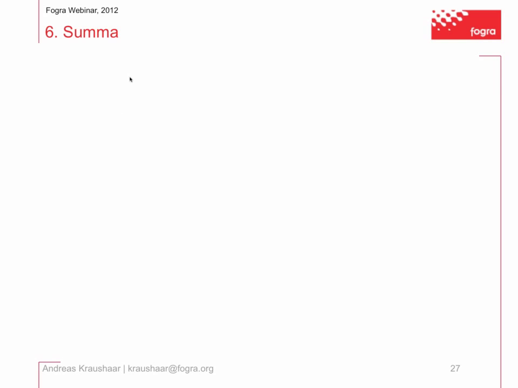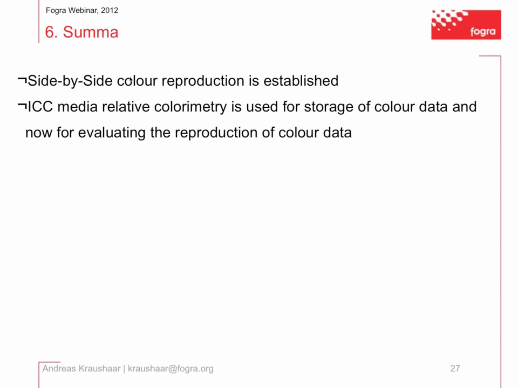With that being said, I come to the end of this webinar, and we will start the question session if you have some questions. So the side-by-side color reproduction is established for decades and used successfully. ICC media relative colorimetry is used for storage of color data, as we have learned, and now also for evaluating the reproduction of color data. So we can actually objectify what many, not only digital, also conventional printers do.